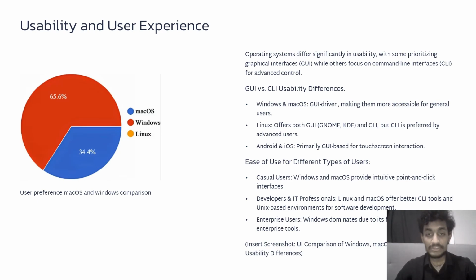Ease of use for different types of users. Casual users: Windows and macOS provide intuitive point and click interfaces. Developers and IT professionals: Linux and macOS offer better CLI tools and a Unix-based environment for software development. And enterprise users mostly use Windows because it has better enterprise tools.